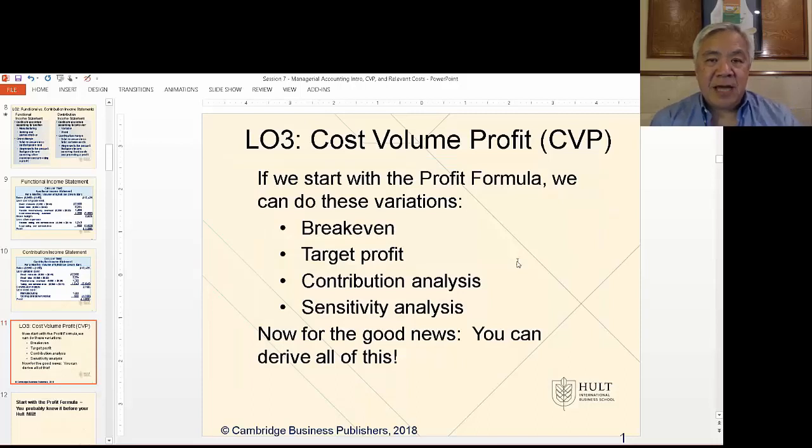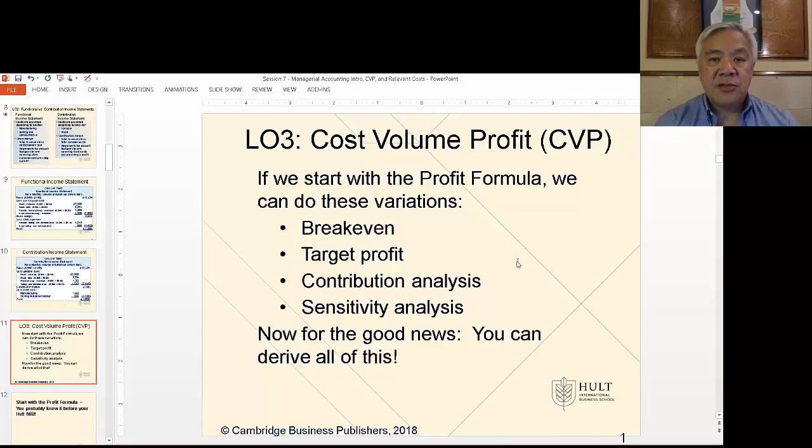The next is the big topic, which is cost volume profit. And here we look at applications like break even. How many units do you have to sell to cover your costs? Or target profit. I don't want to just cover my costs. I want to make a certain amount of money to live on. So I want to make $20,000 a month. So how much would I have to do to earn $20,000 a month?